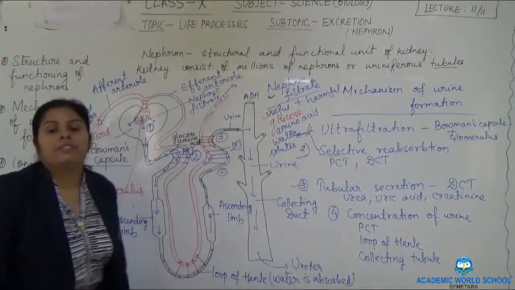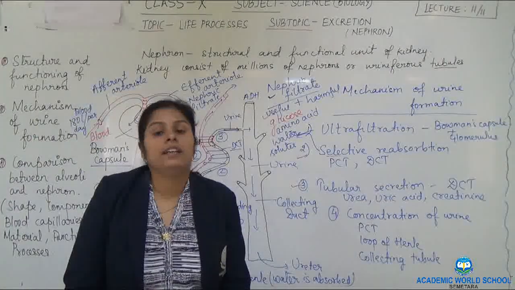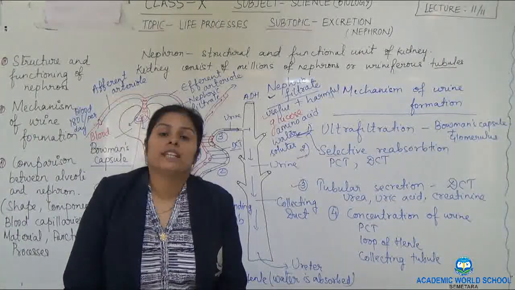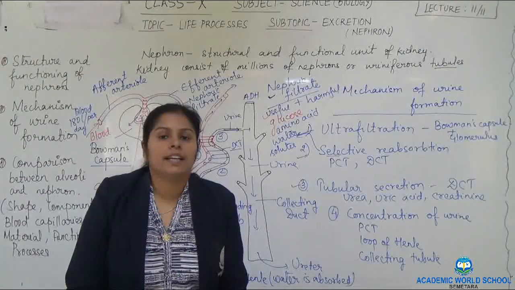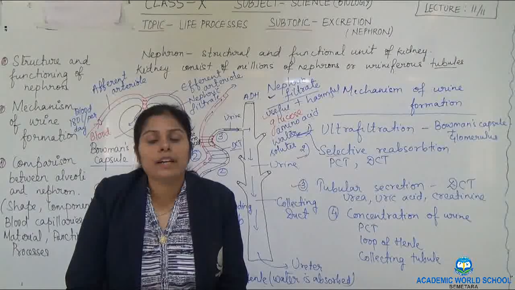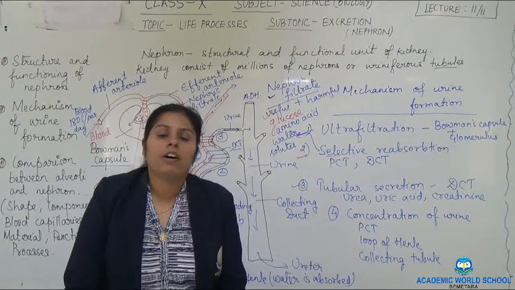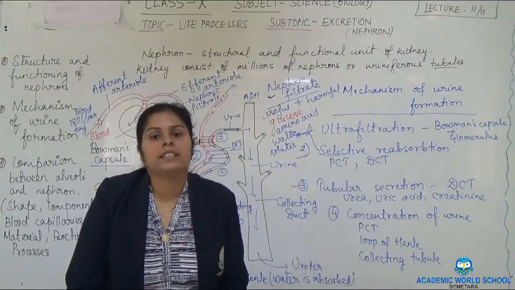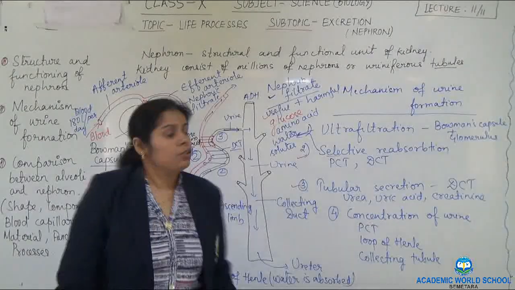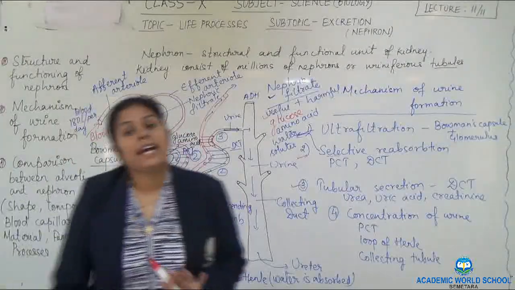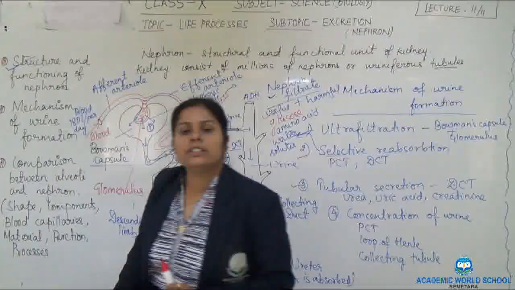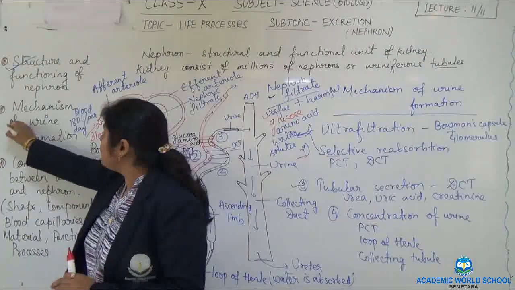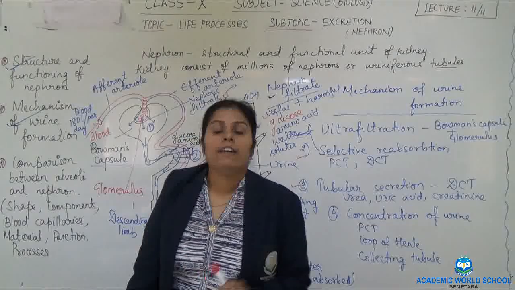We have read in the previous video also that urine consists of almost 95% water, 2.5% organic solutes like urea, uric acid, and 1.5% of inorganic salts like sodium, potassium, chlorine and so on. So this is what we read about the mechanism of urine formation. We have completed the structure and function of nephron. We have completed the mechanism of urine formation.